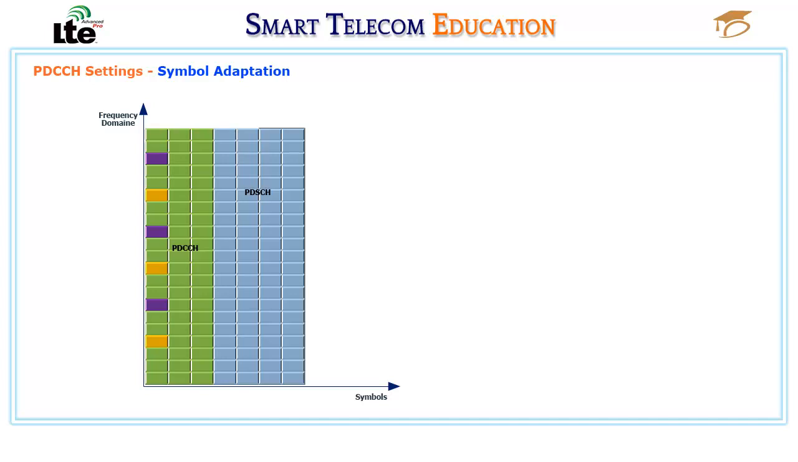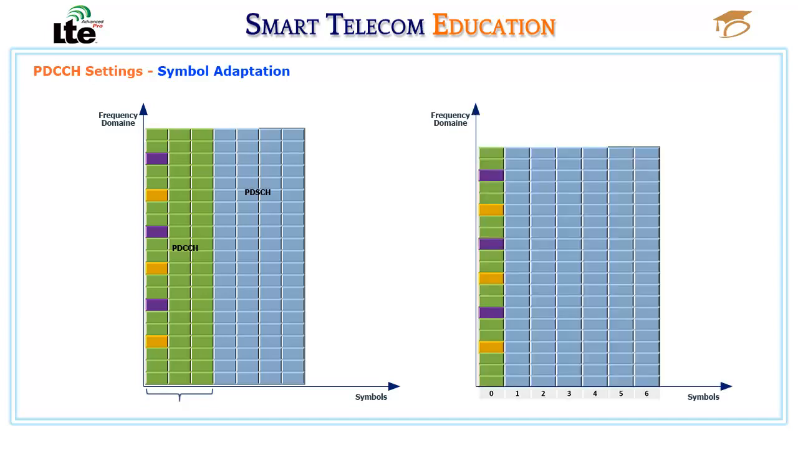PDCCH symbol adaptation enables the eNodeB to adjust the number of symbols occupied by a PDCCH based on the number of required CCEs. When a PDCCH requires fewer CCEs, the eNodeB decreases the number of symbols occupied by the PDCCH and allocates idle time frequency resources to PDSCH. When a PDCCH requires more CCEs, the eNodeB increases the number of symbols occupied by the PDCCH until the number reaches the maximum permissible value.